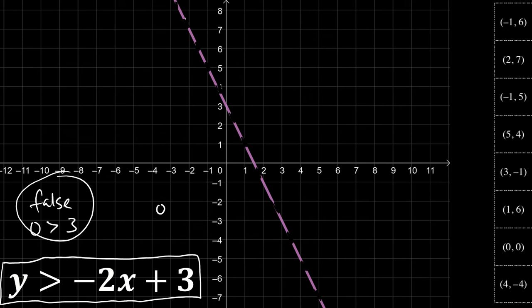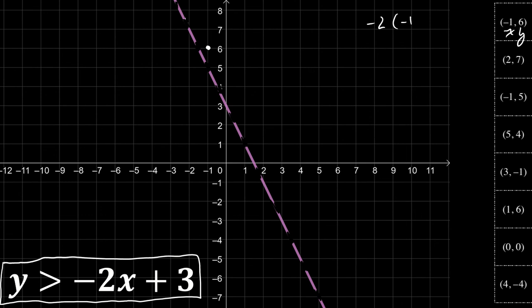So if I was to give you, for example, this point, x is -1, y is 6. 1, 2, 3, 4, 5, 6. My hypothesis is that because this point lives above the curve, this should work. When x is -1 and y is 6, if I plug that in, -2 times -1 plus 3 becomes 2 plus 3, which is 5. And y was the number 6.